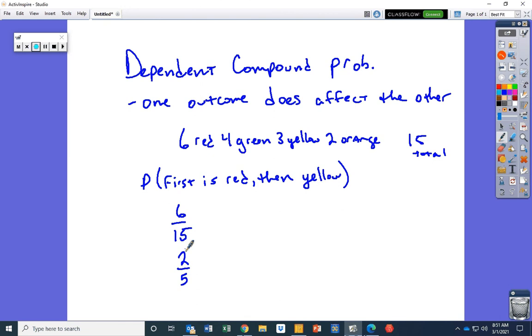Okay, so I don't want to use this second one, because if I took one of these out, I'm not going to use a 4 here. Does that make sense? This is a reduced amount. So I would wait to reduce this until after we find the compound probability. I'll show you what I mean by that.